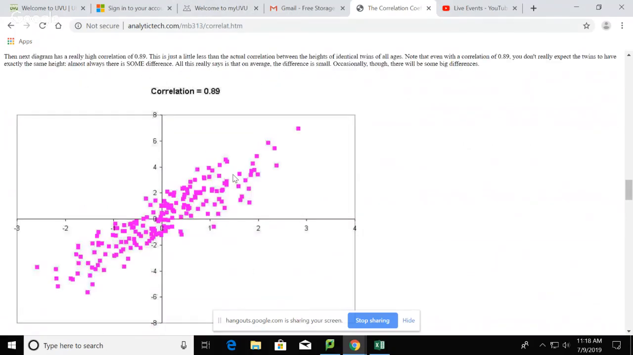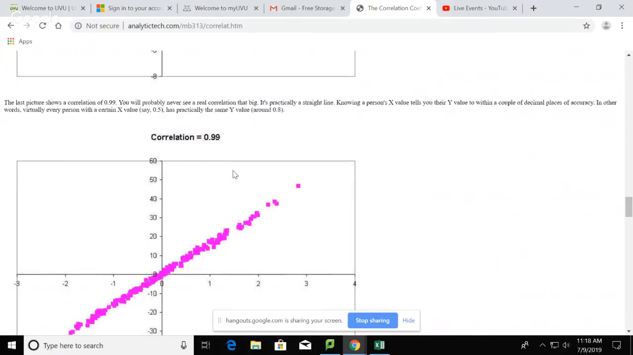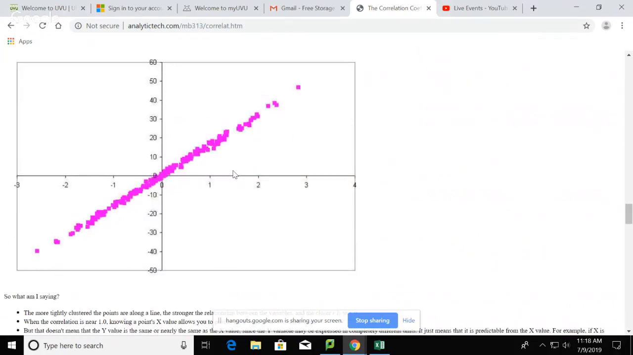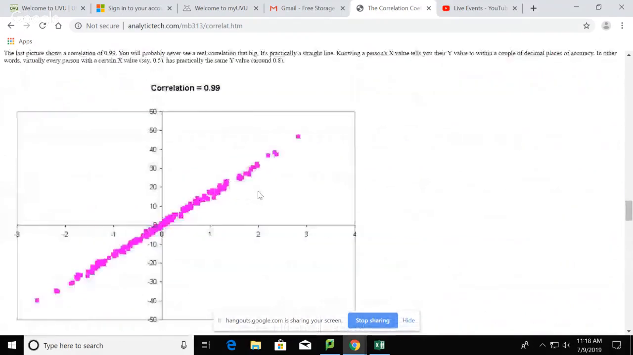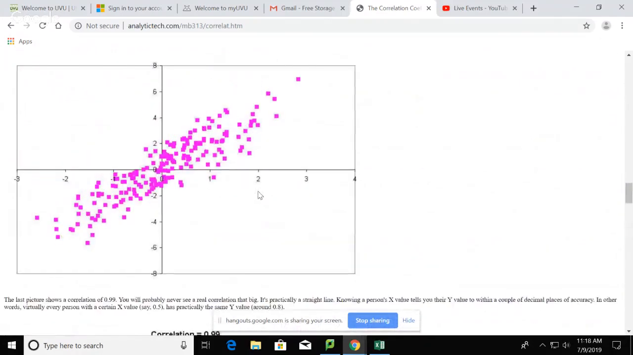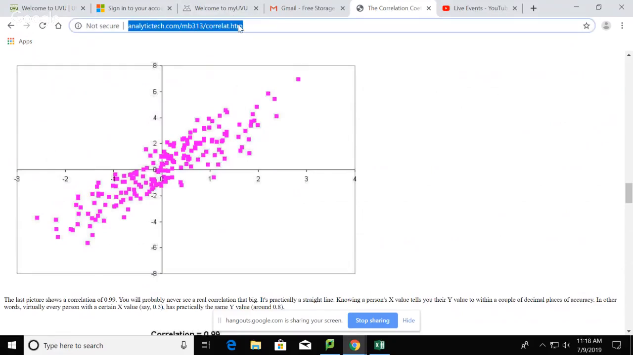0.89, a really strong correlation. 0.99, I'd almost wonder if you faked your data. That's too strong. And the correlation coefficient is, isn't it, r? That's what we use. Okay. So anyway, that's some visual representations of that. Now, here's a couple things I want you to be concerned about.